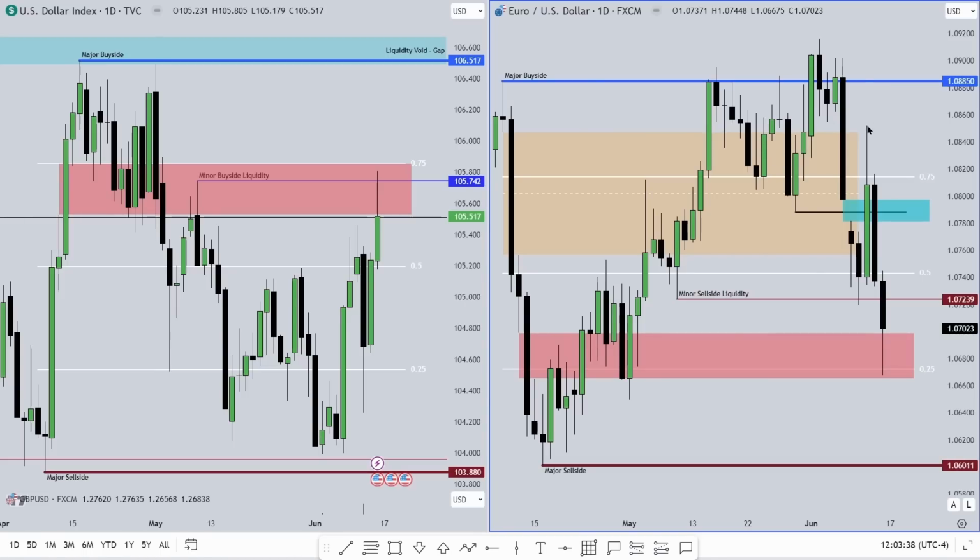This breaker overlaps with this sell side imbalance, which also sits around that 75 DRT. So we had a number of confluences there which would push price lower, and you can see how towards the end of the week we declined.